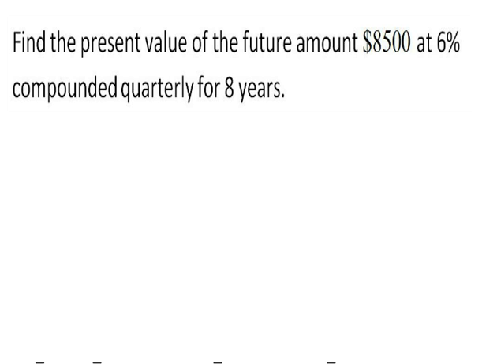Now for this example, let's say you're to find the present value of the future amount 8,500 at 6% compounded quarterly for 8 years. So we get the future value is equal to 8,500, our R is equal to 0.06, M is equal to 4 because it's compounded quarterly, and T is equal to 8.